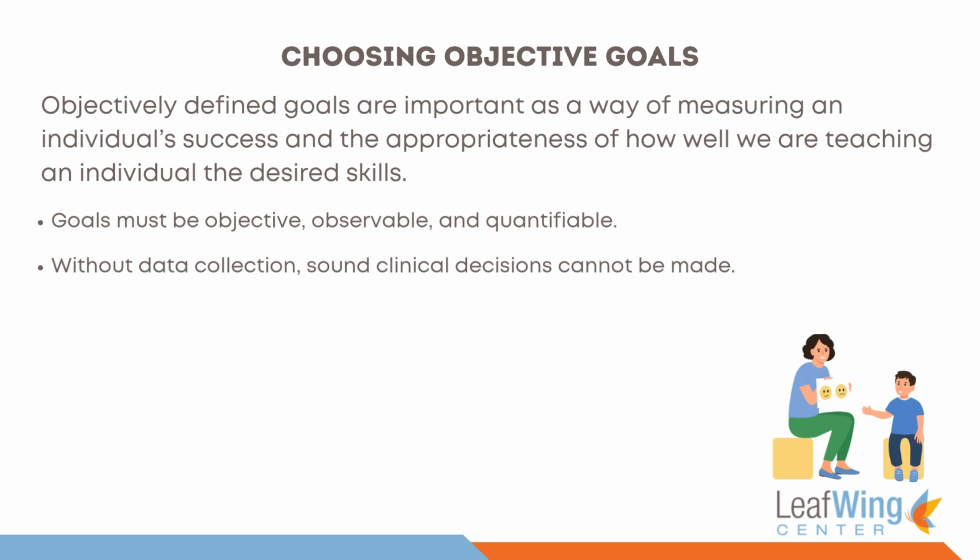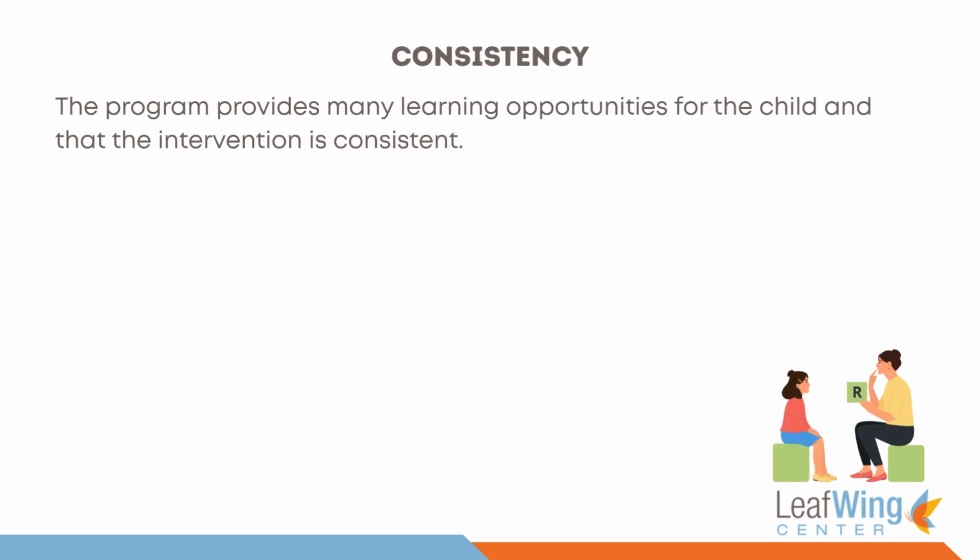The more independent a child becomes, the more they can navigate their surroundings without help and become more self-sufficient. The next 2 characteristics of an effective ABA program are that the program provides many learning opportunities for the child and that the intervention is consistent.